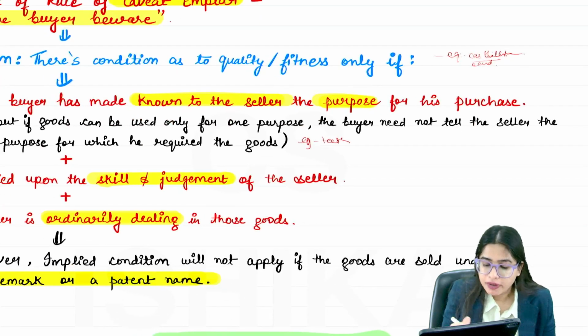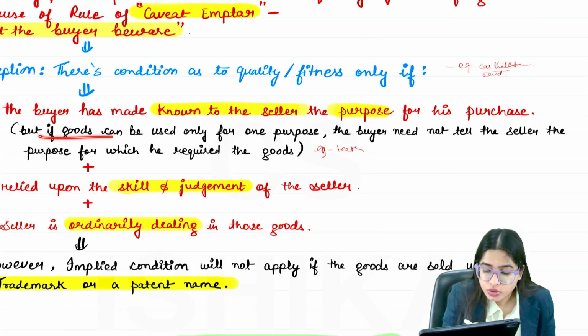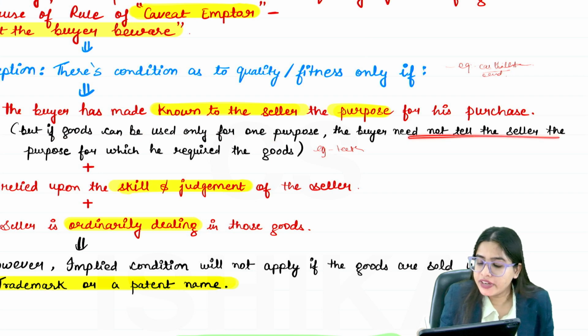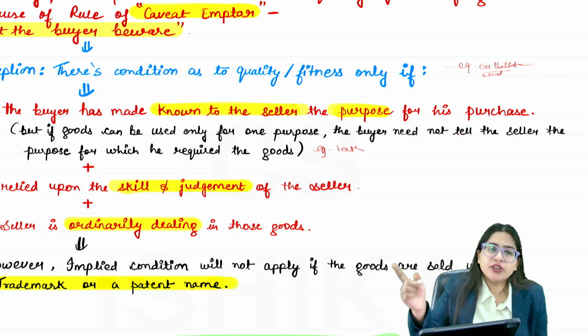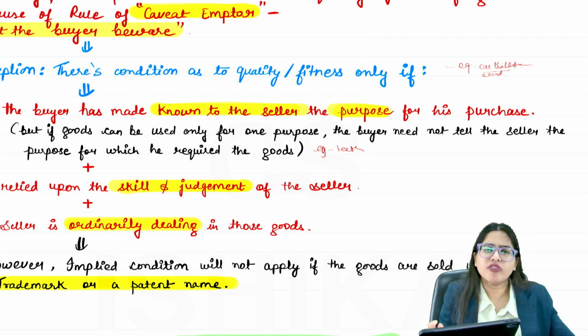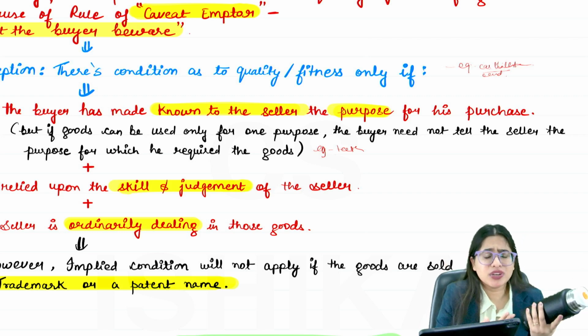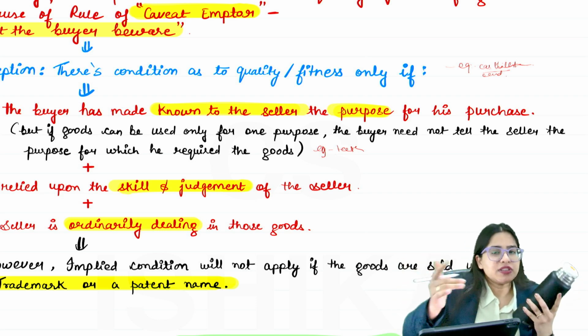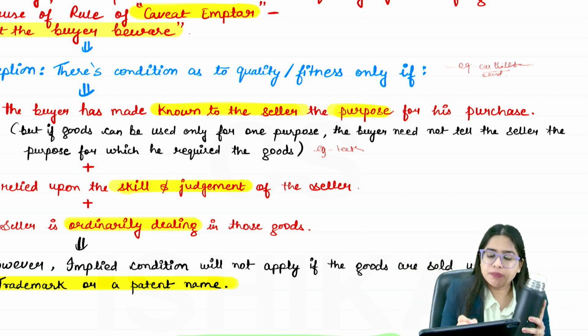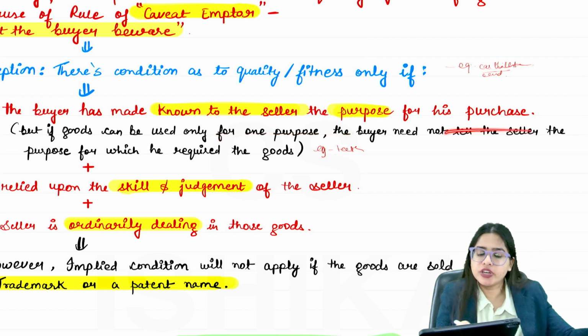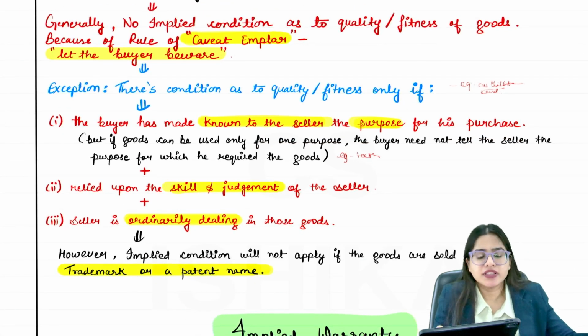But one exception is given here. If the goods can be used for one purpose only, then the buyer need not tell the purpose. Let's say the goods can be used for one purpose only, for example, a bottle has one purpose only, holding liquid, so you don't need to specifically tell the purpose. If the goods have only one use, then you don't need to tell the purpose. Are we clear with this?